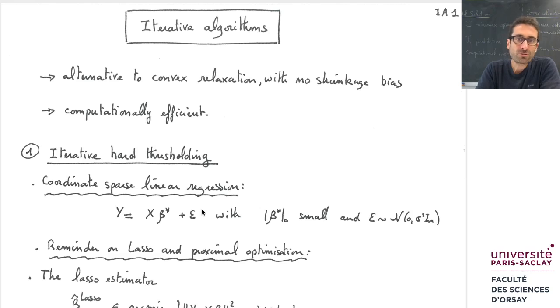So here we will focus on some specific iterative algorithm. There are of course many different iterative algorithms, but we focus on a specific class, which is interesting for two reasons. First, because the analysis is quite simple, and also I think very instructive. And as always, we will start by describing this iterative algorithm in our canonical coordinate sparse linear regression setting. So let's proceed to this.